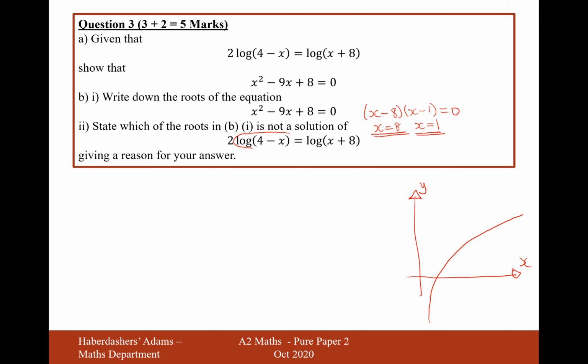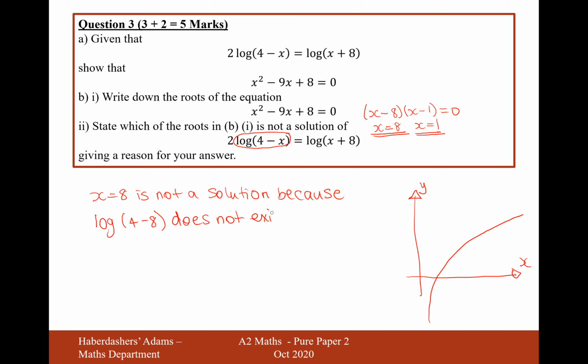So if we look at this part of the question, log(4 - x), x = 8 is not a solution because when you do 4 - 8 you get a negative number, so effectively we could say that's log(4 - 8). You can't log a negative number, so we could say here it does not exist. So the only answer to this question is x = 1.